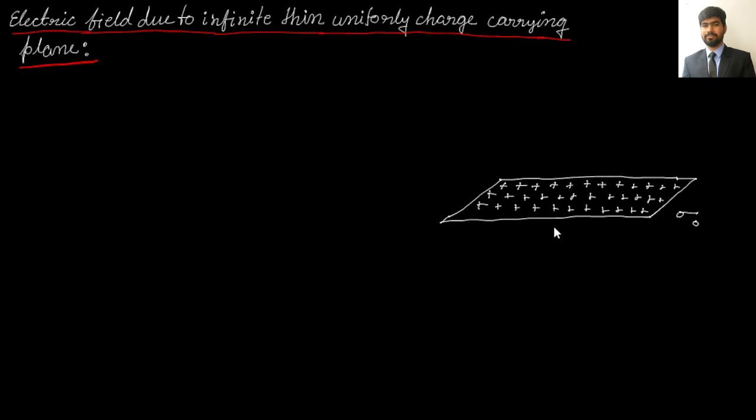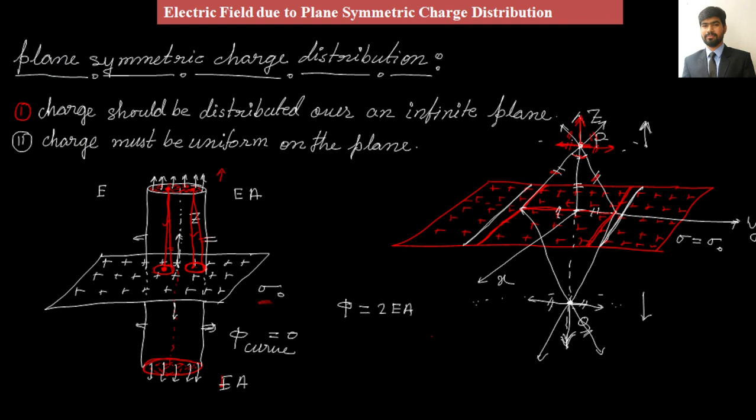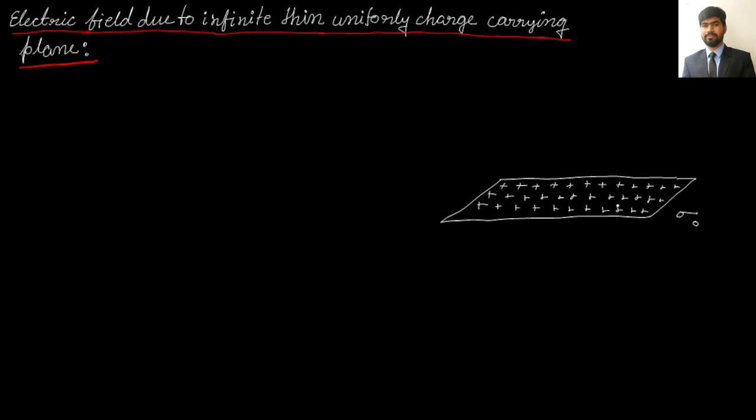since the charge distribution has plane symmetry, because this plane is infinite and the charge distribution on this plane is everywhere uniform, this charge distribution satisfies these two conditions. The charge is distributed over an infinite plane and the charge density is uniform. So we can say this charge distribution has plane symmetry. Since it has plane symmetry, we can calculate the electric field using Gauss law.